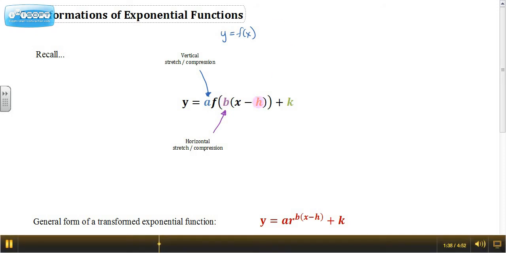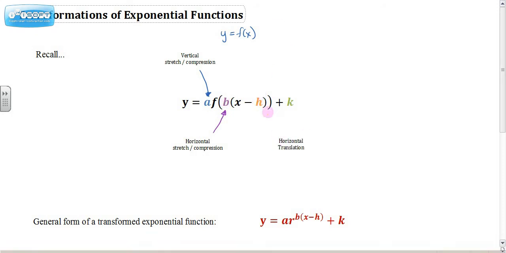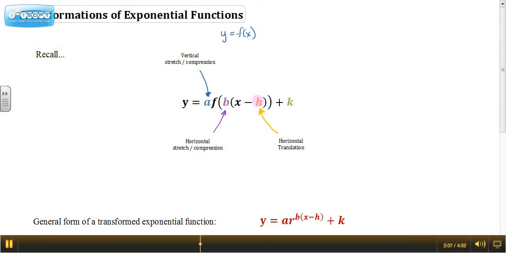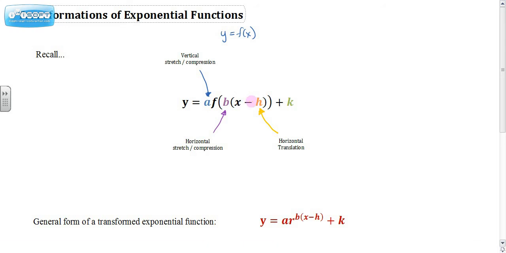Another transformation is this h value. This h value is a horizontal translation. So it's also inside my function, but it's next to my x value, whereas the b value has been factored out of the x value. So if my h value was 2 and my function had an x minus 2, that tells me I need to do a horizontal translation to the right by 2. If instead it has an x plus 2, that tells me I need to move my graph to the left by 2 units.